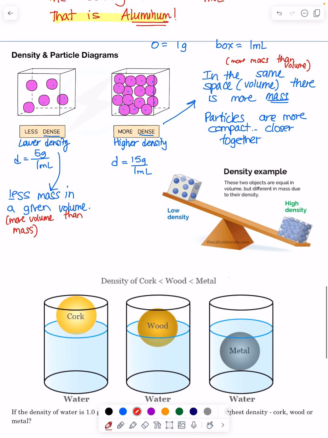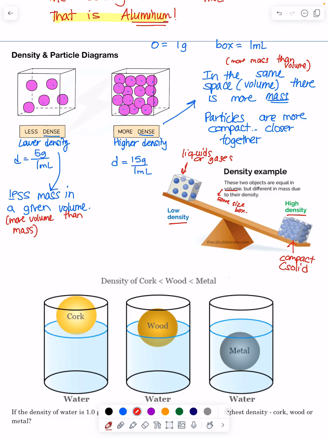And so, looking at some density examples here, we have something with a low density and something with a high density. You can see it's very compact. This is kind of like a solid, whereas this low density tends to be like liquids or gases. These two objects are equal in volume. How do we know they're equal in volume? Same size box, but different in mass due to their density.